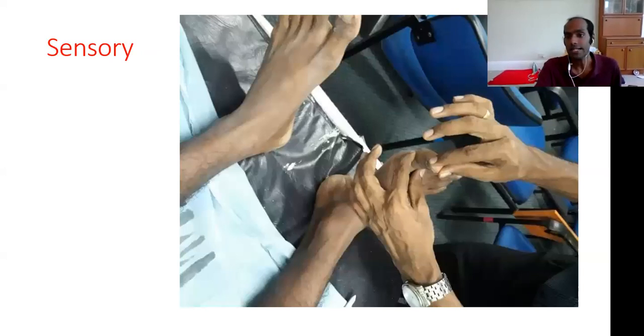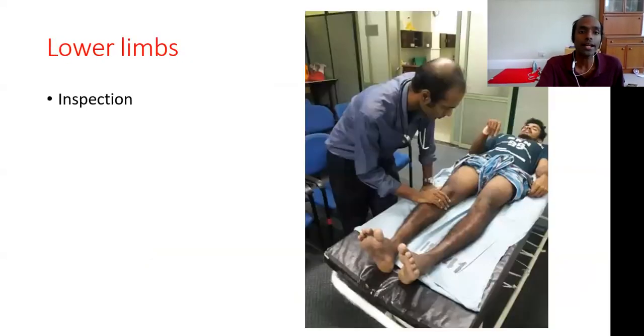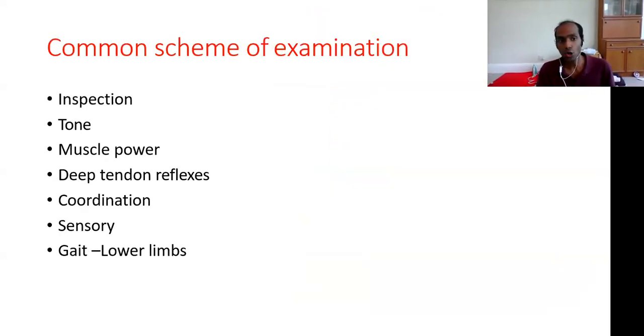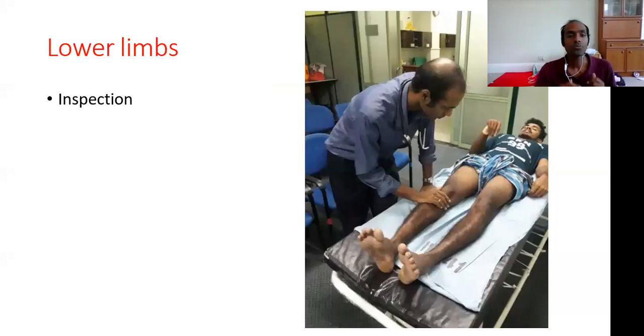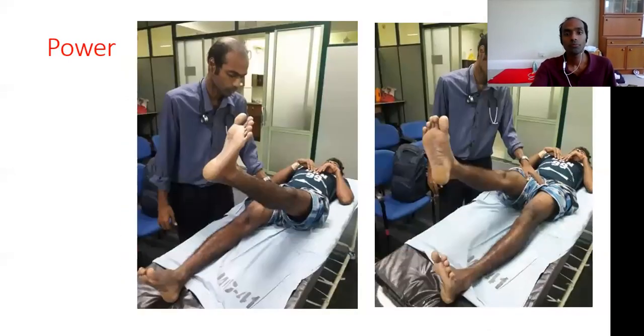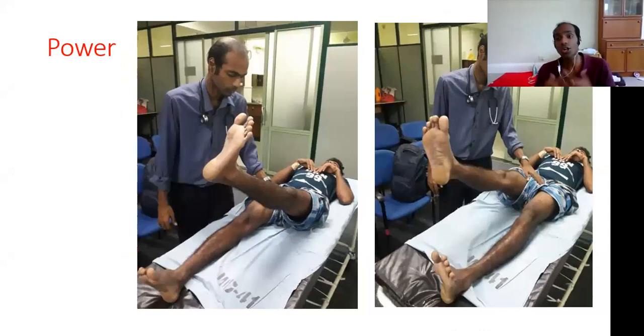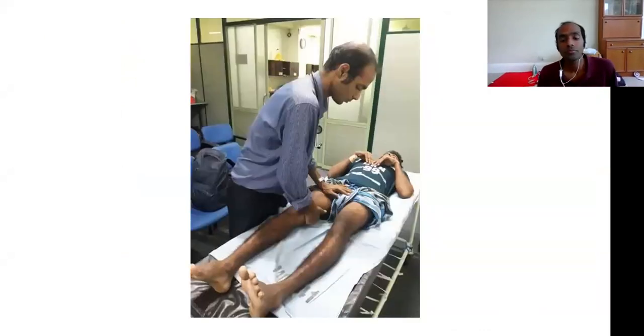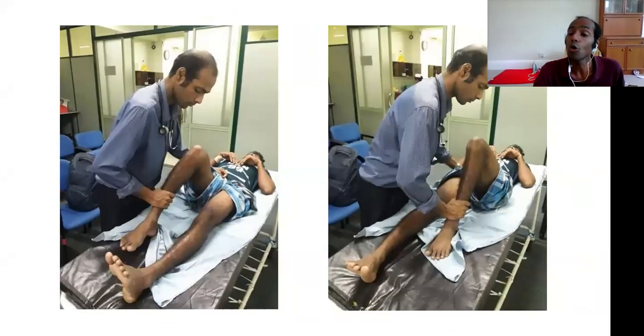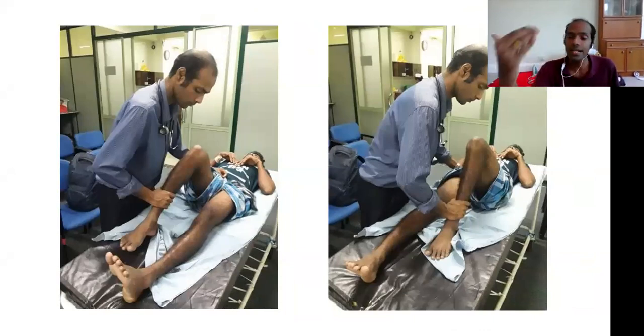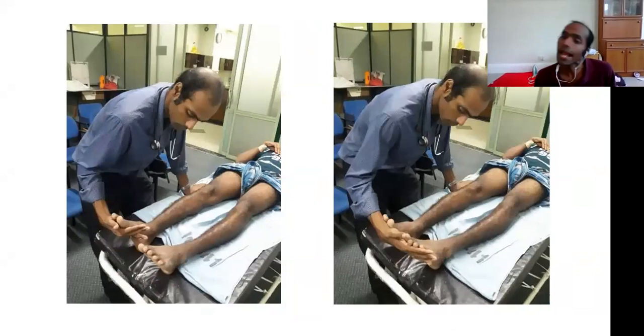And the joint position sense. Okay, so just running through that again. Common scheme of examination for lower limb and upper limb: inspection, tone, clonus in patients who have exaggerated, increased tone. The power, examine the power around all the joints, hip, knee, and ankle. Okay, 4 movements at the hip, 2 movements at the knee, flexion, extension, and then 4 movements at the ankle, including the inversion and the eversion.